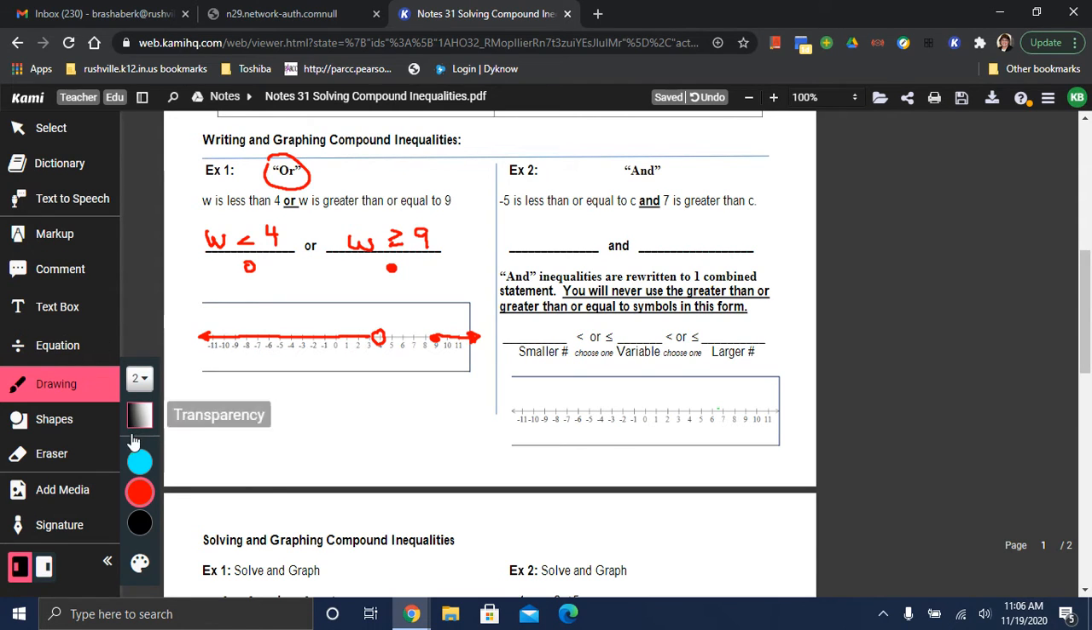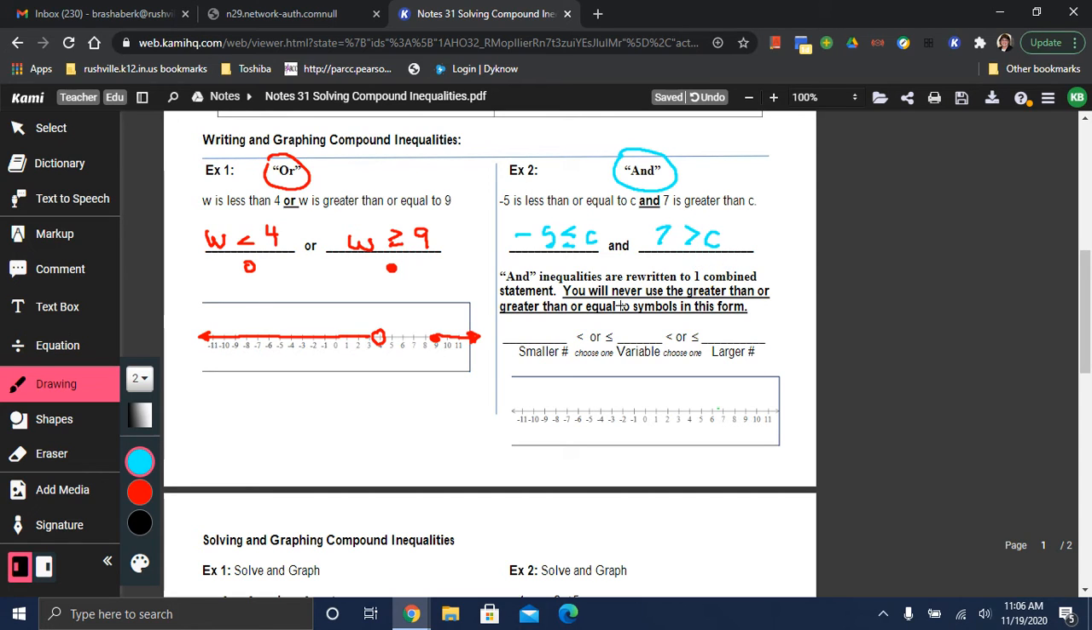I want to switch to our second example where we're doing and. So it says -5 is less than or equal to C. -5 less than or equal to C. And 7 is greater than C. 7 is greater than C.